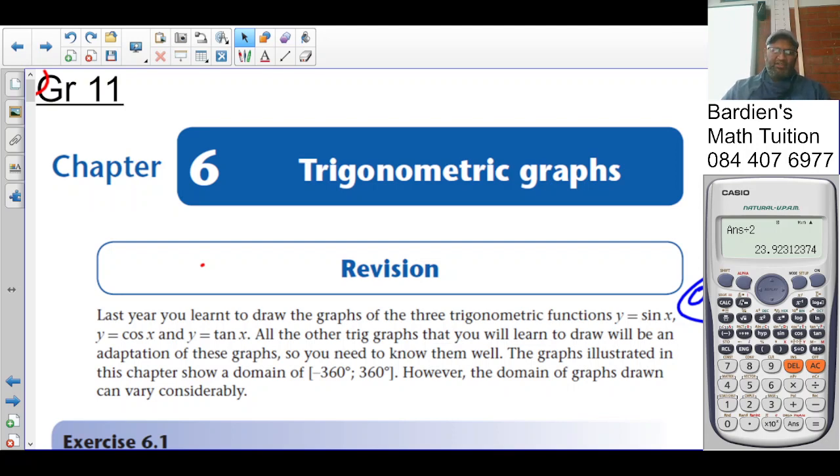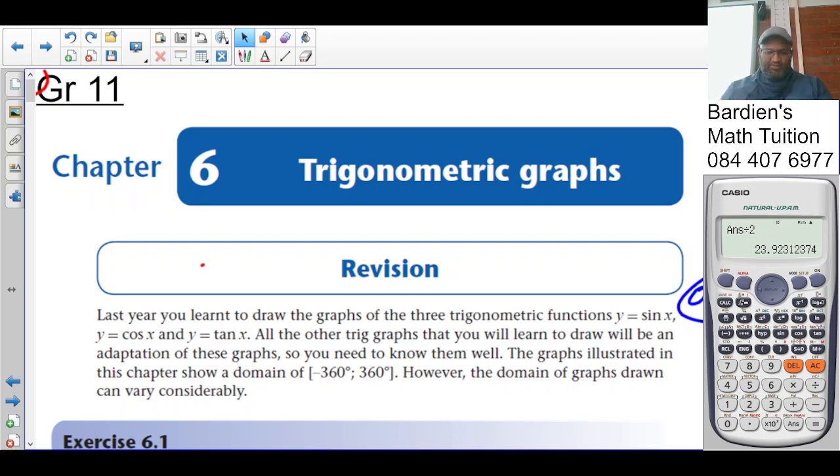Then you have to do exercise 6.6. Your homework is exercise 6.6. And there on top of page 205, they also gave you that summary. If p is greater than 0, or positive, the graph moves p degrees to the left of the y-axis. So they added the y-axis there. And of course, if p is less than 0, which is negative, the graph moves p units to the right of the y-axis.